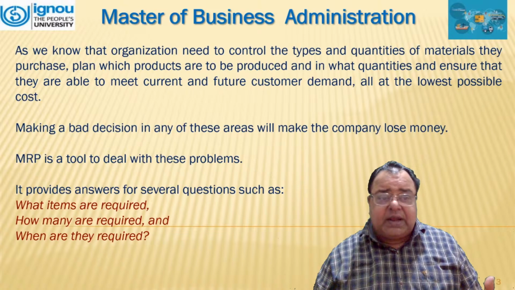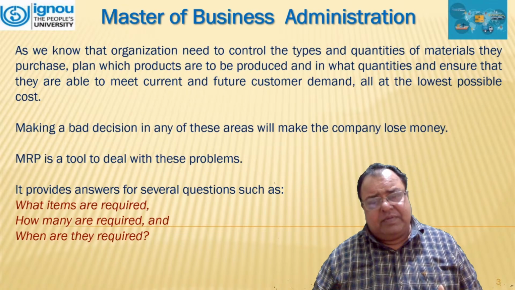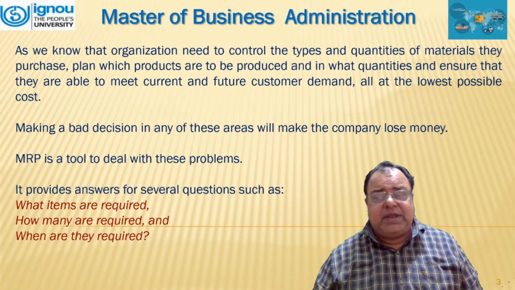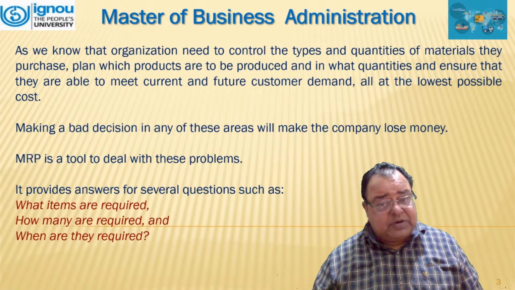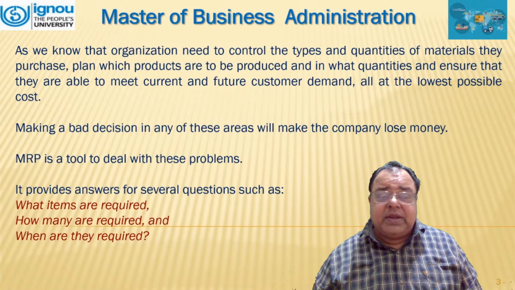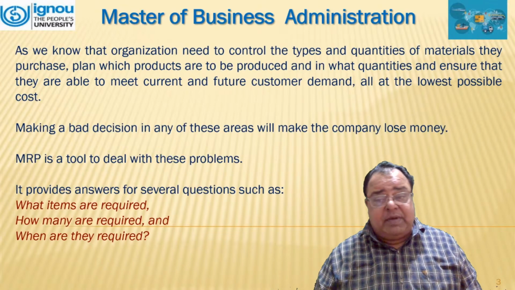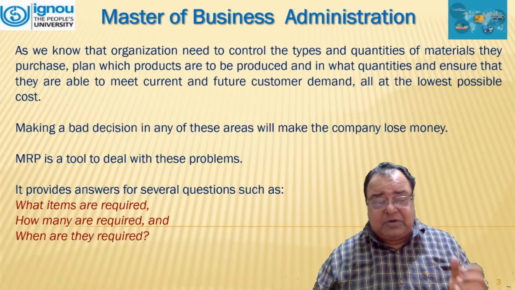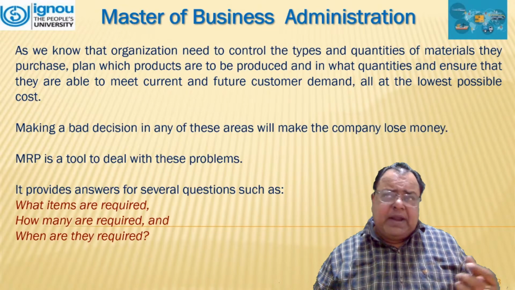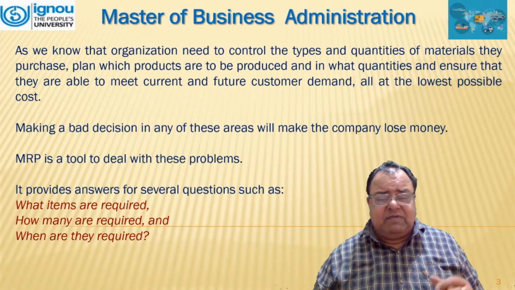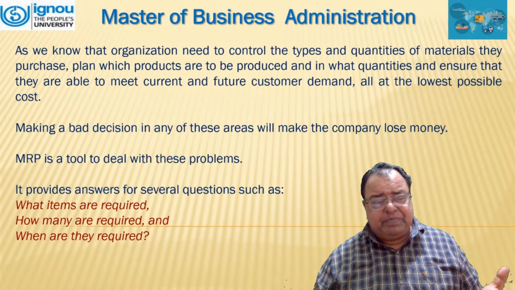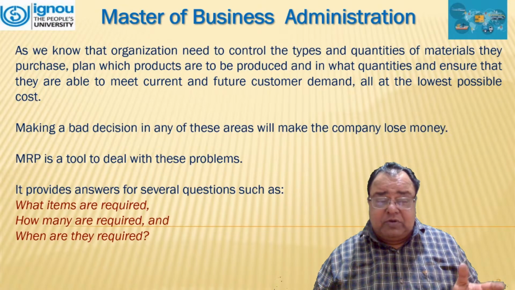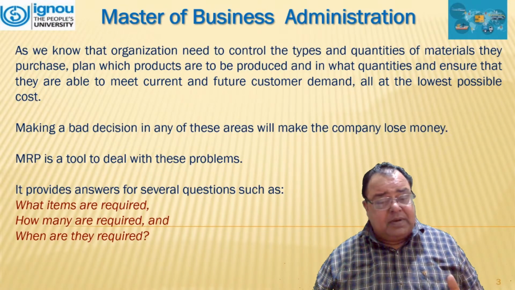As we know, organizations need to control the types and quantities of material they purchase, plan which products are to be produced and in what quantities, and ensure that they are able to meet current and future customer demand at the lowest possible cost. Making a bad decision in any of these areas will make the company lose money. MRP is a tool to deal with these problems.